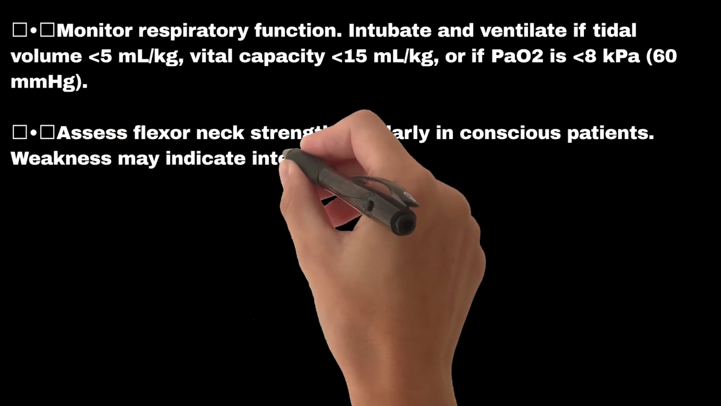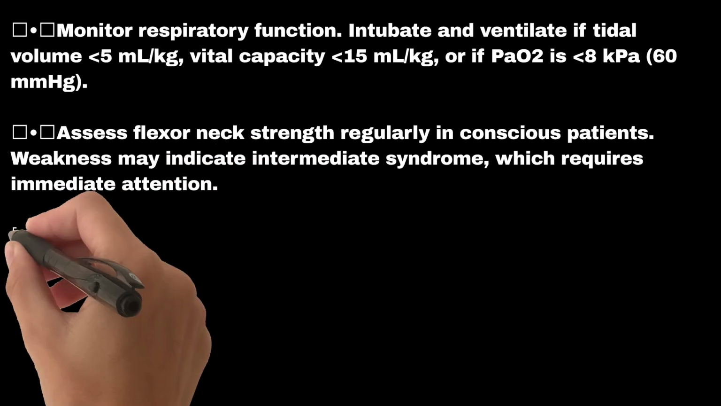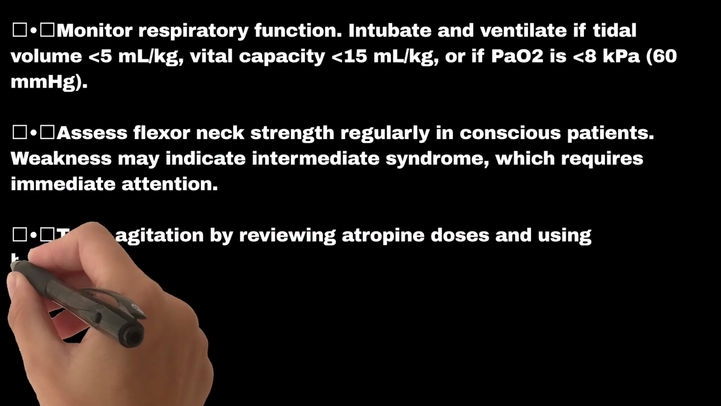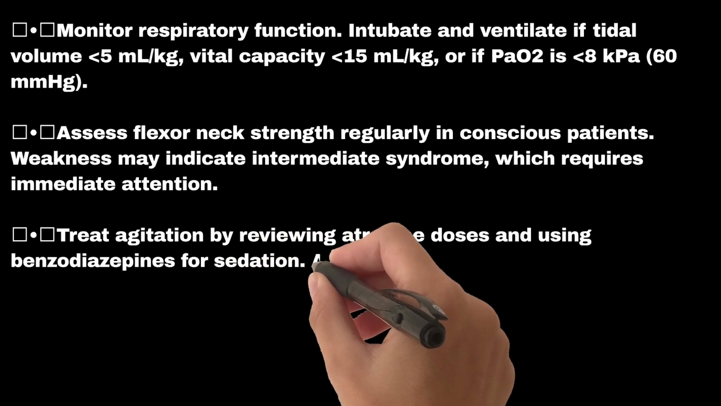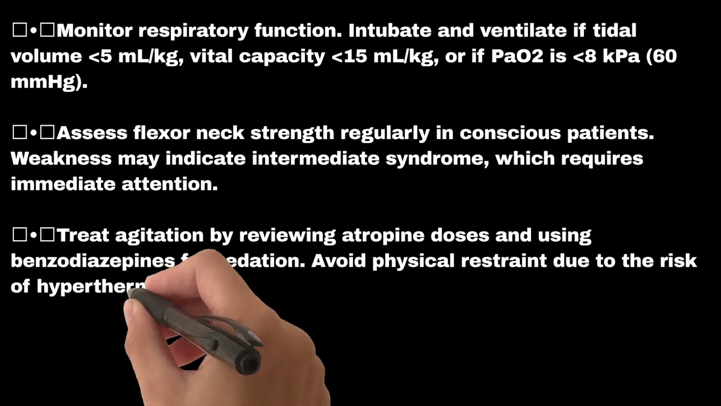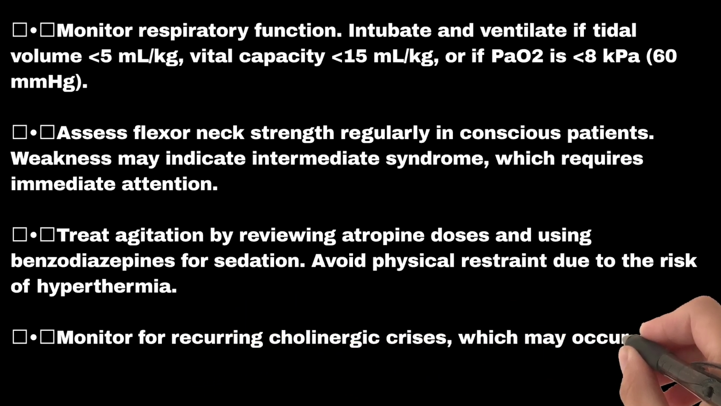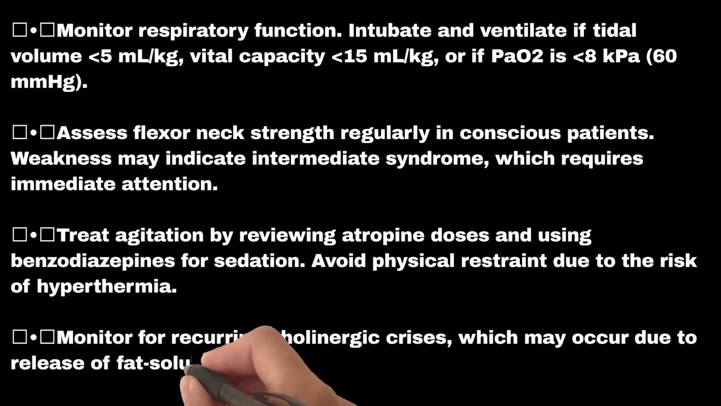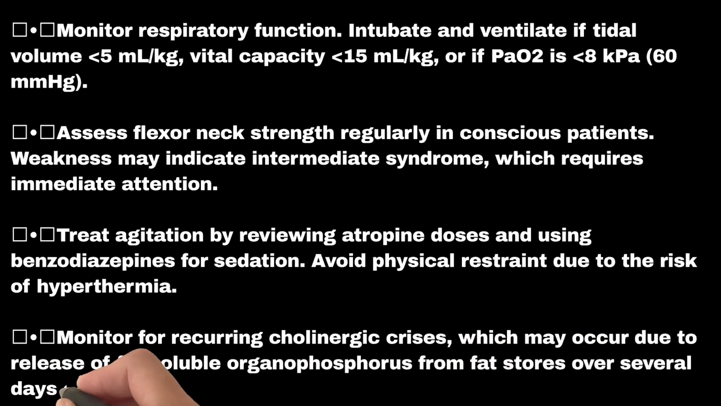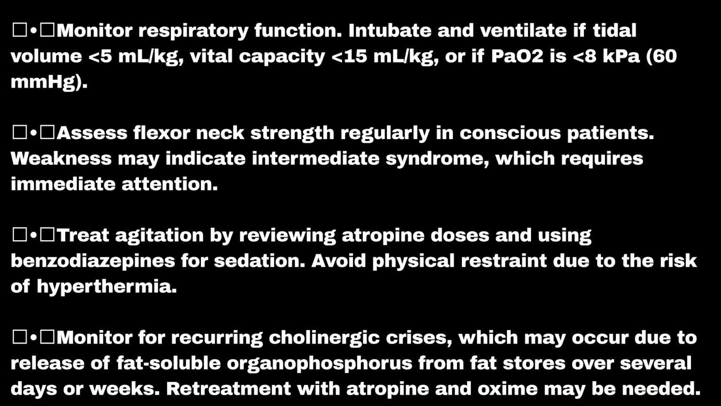Assess flexor neck strength regularly in conscious patients. Weakness may indicate intermediate syndrome, which requires immediate attention. Treat agitation by reviewing atropine doses and using benzodiazepines for sedation. Avoid physical restraint due to the risk of hyperthermia. Monitor for recurring cholinergic crises, which may occur due to release of fat-soluble organophosphorus from fat stores over several days or weeks. Retreatment with atropine and oxime may be needed.